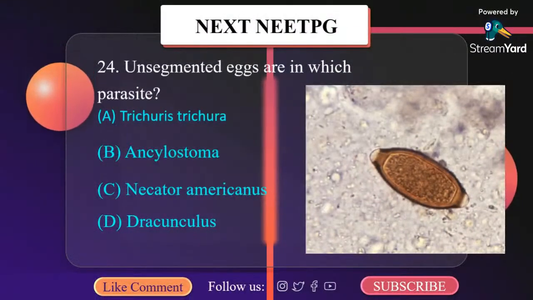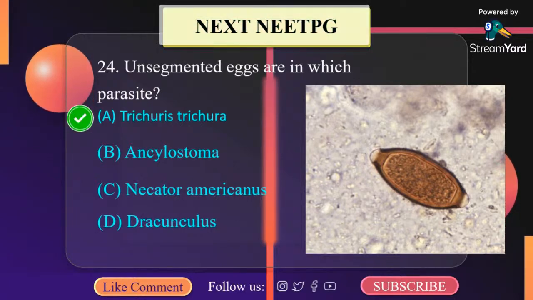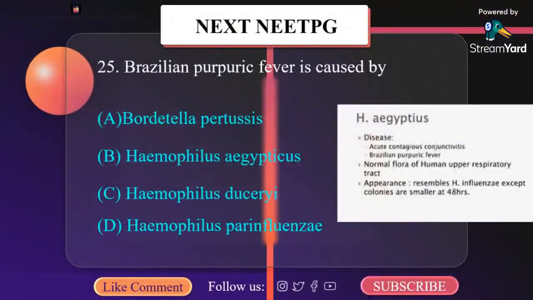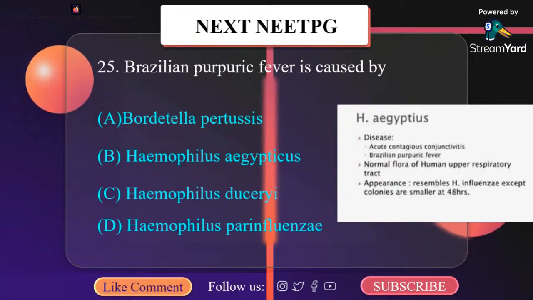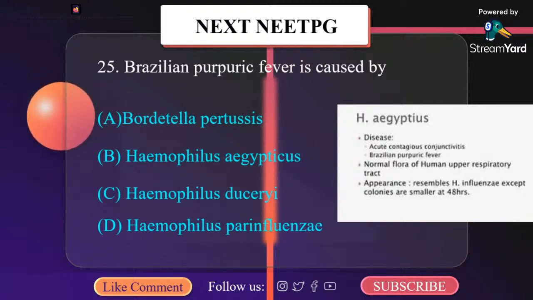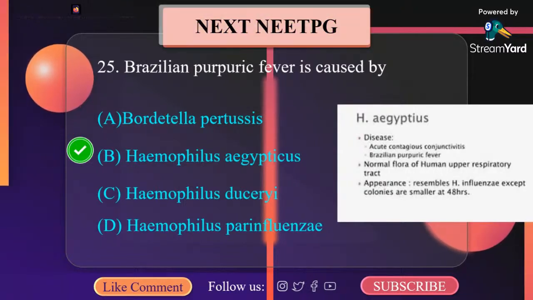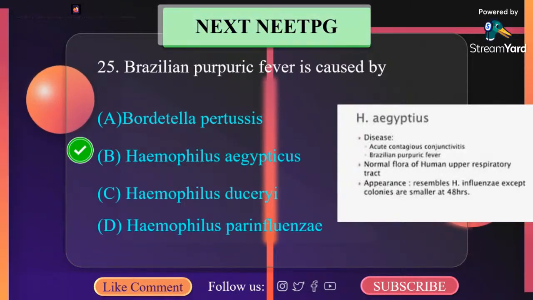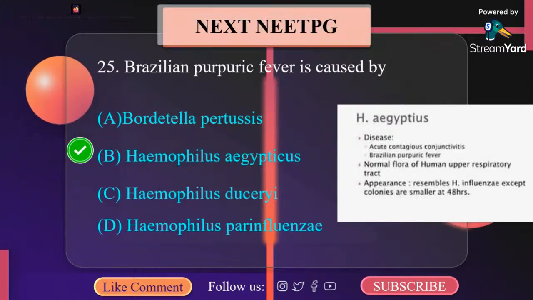Unsegmented eggs are seen in which parasite? A. Trichuris trichiura, B. Ancylostoma, C. Necator americanus, D. Dipylidium. It is Trichuris trichiura. Brazilian purpuric fever is caused by: A. Bordetella pertussis, B. Haemophilus aegyptius, C. Haemophilus ducreyi, and D. Haemophilus parainfluenzae. It is Haemophilus aegyptius. Brazilian purpuric fever is an illness of children caused by bacterium Haemophilus influenzae biogroup aegyptius, which is ultimately fatal due to sepsis.